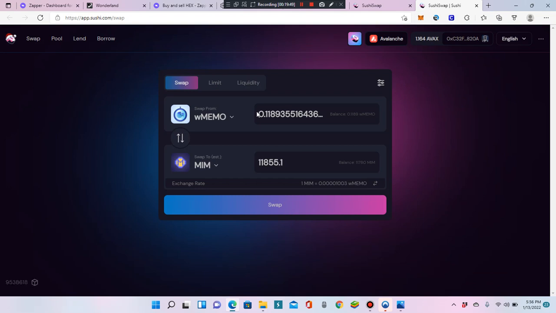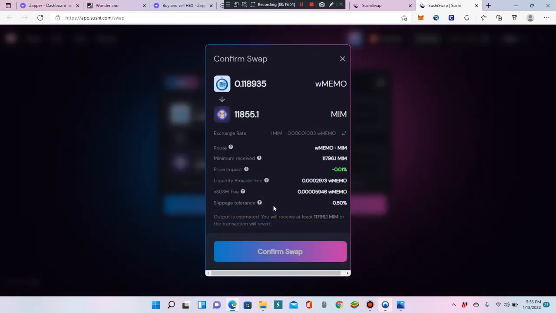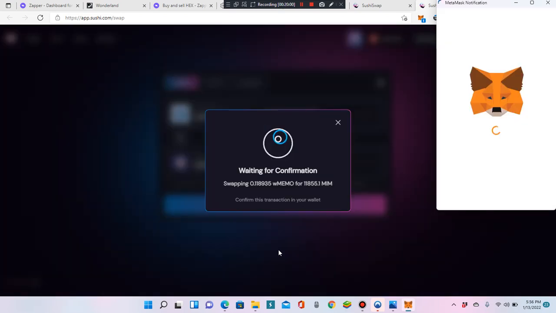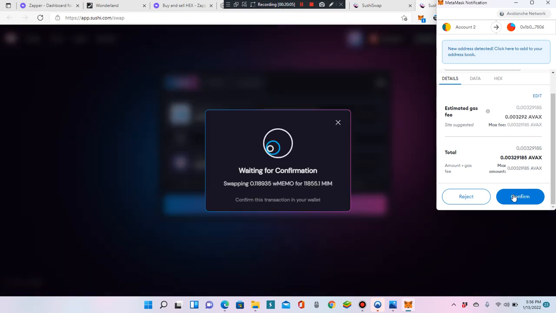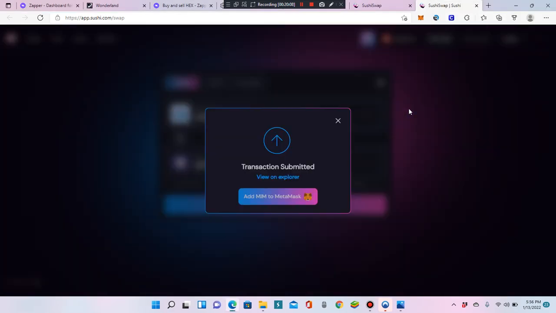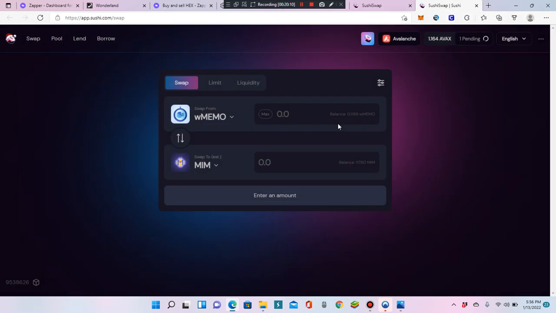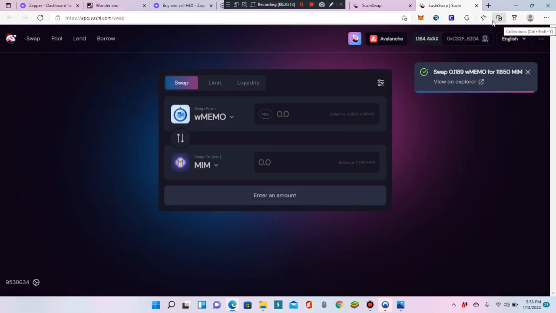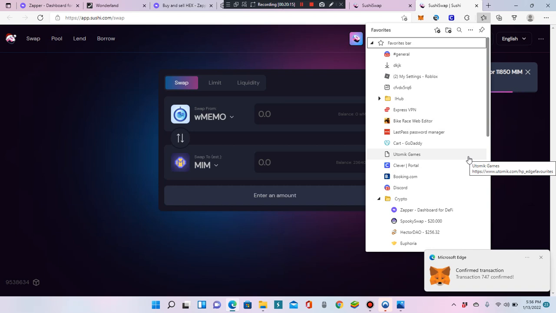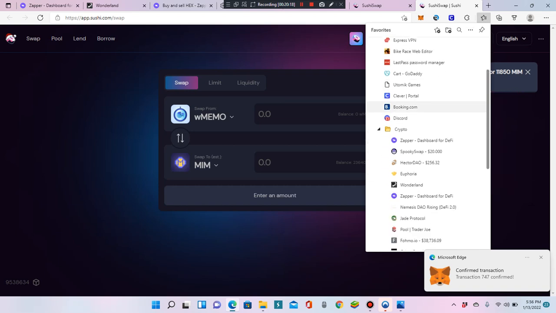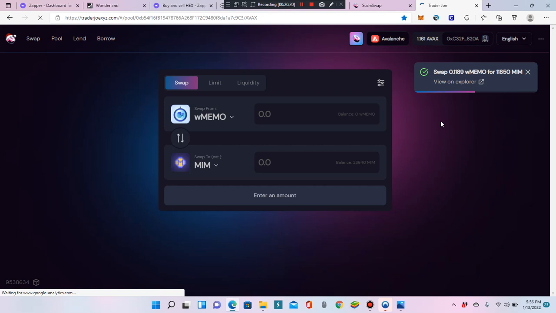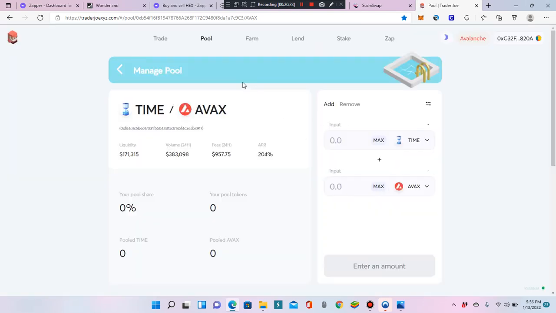So I have to go back to the Sushi Swap, and I guess I am going to swap this and eat the fees, confirm swap. All right, fine. Let's just swap it all into MIM. Cost me $1 million. And then I have to go over to Trader Joe, and I am going to swap the MIM I just did for wrapped wETHe.